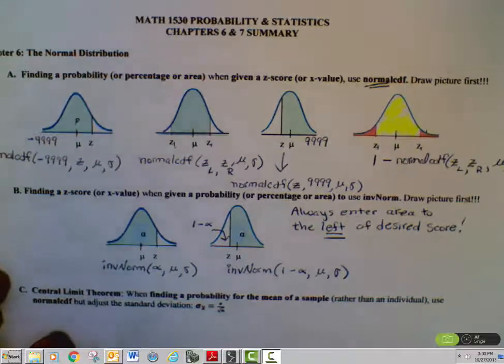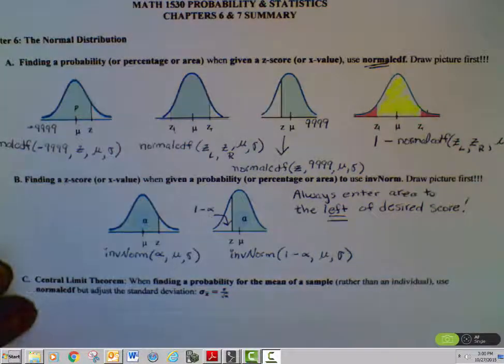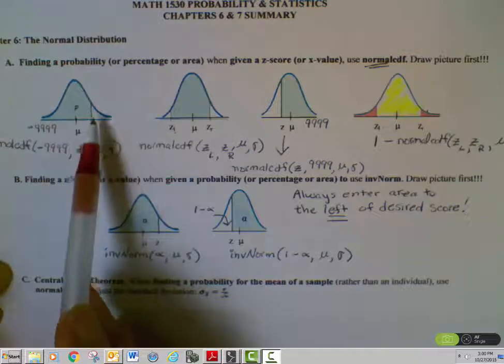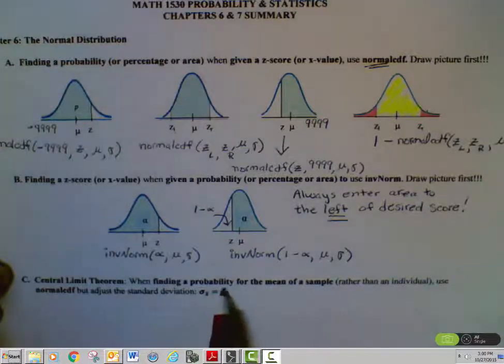In section 6.5, the central limit theorem told us how we had to adjust the standard deviation when we were finding probability of an outcome for a group rather than an individual. Instead of saying find the probability that an individual man weighs, say, less than 180 pounds, I may have said find the probability that the mean for a group of 70 men was less than 150 pounds. When I'm talking about a group instead of an individual, that's when I have to adjust the standard deviation, and I adjust it by dividing it by the square root of the sample size.